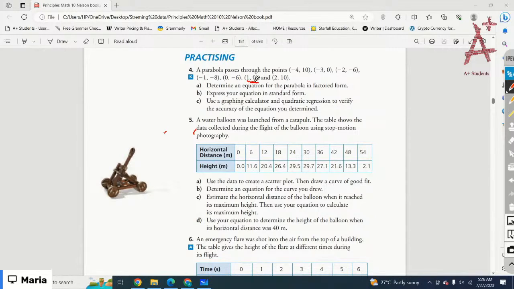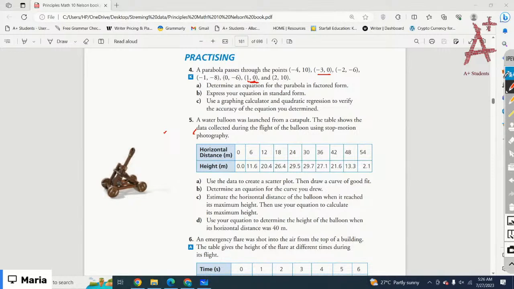Is 1 and 0. Got it? x is 1 and y is 0. And negative 3, 0. Got it? That means the zeros are at x equals 1 and x equals negative 3. Let me just do it on board.